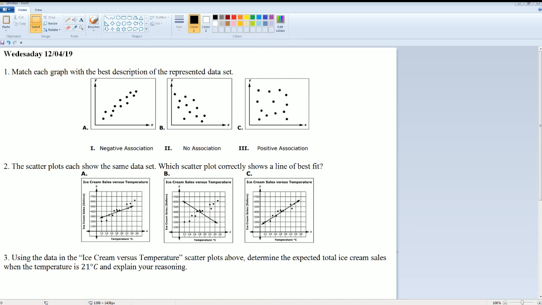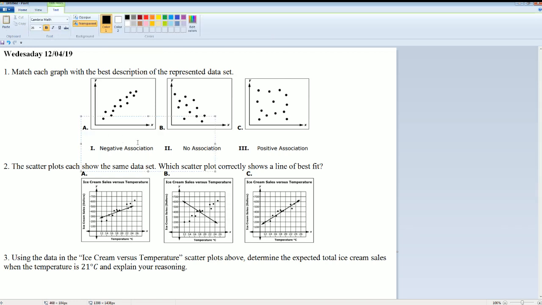The first question says, match each graph with the best description of the representation of the data set. Here you just have to know the words. But please understand that in our class, we call it something a little bit different. So I'm just going to write it. Negative association, we sometimes see that as negative relationship. No association, we would see that as no relationship. And positive association, we could call that a positive relationship.